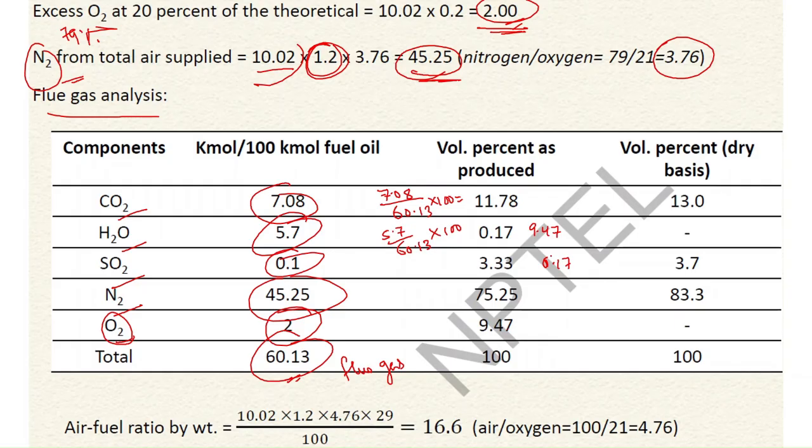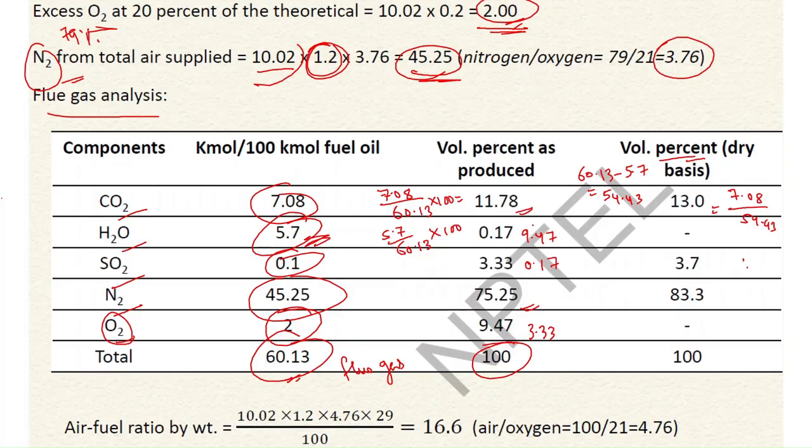Then for nitrogen, it is 45.25 divided by 60.13 into 100, it is 75.25. Then for oxygen, it is 2 divided by 60.13 into 100, which is 3.3%. So on the dry basis, we will exclude this water, that is 5.7 moles.